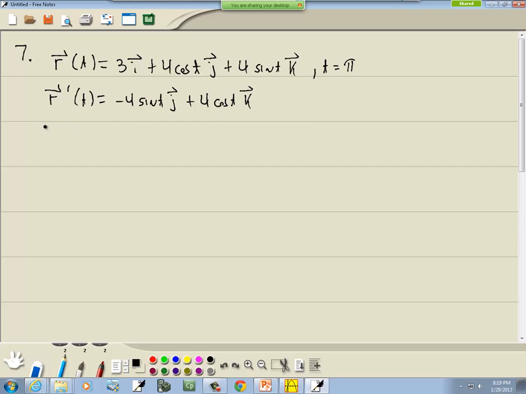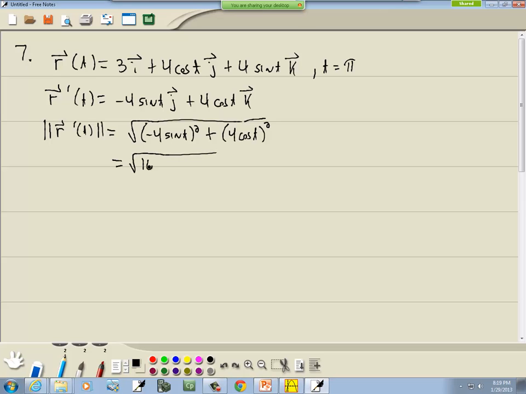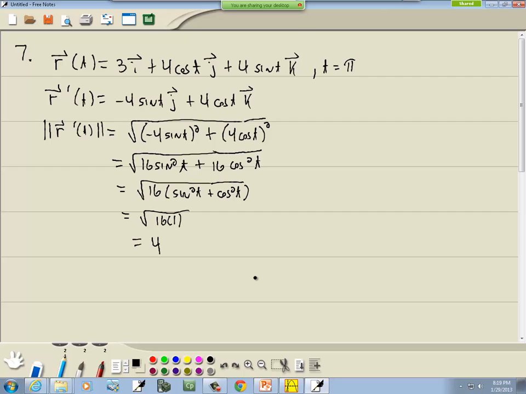Now, we also need our magnitude of r prime, which will be the square root, and I'll take what's before our j and what's before our k and square them and add them together. So we've got negative 4 sine t squared plus 4 cosine t squared, which gives us 16 sine squared t plus 16 cosine squared t. Now they both have a 16, so I can factor that out. And when I do that, that gives me sine squared plus cosine squared, which is equal to 1. So this is a square root of 16 times 1, which just gives us 4.